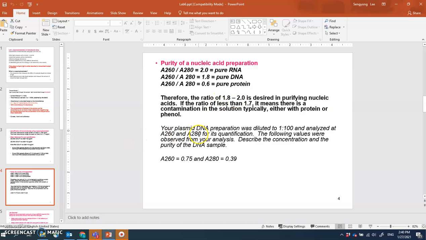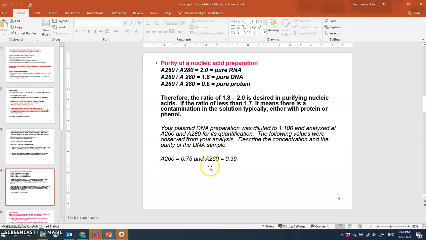Okay, so example problem: your plasmid DNA preparation was diluted 1 to 100, so a 1 to 100 dilution was there. And then you analyze at 260 and 280. The following values were observed from your analytes. So 260 reading 0.75. It's double-strand DNA, so 1 OD was 50. So 0.75 times 50, then you get the concentration. To that, you have to multiply by 100 to get the original concentration, right?